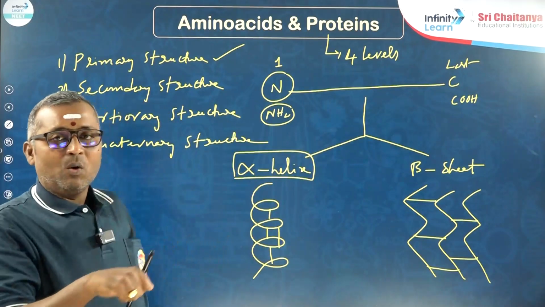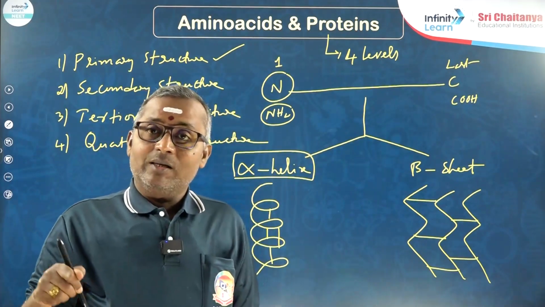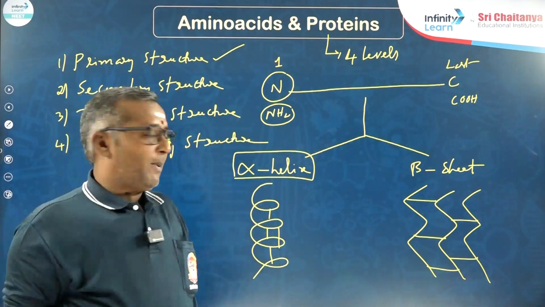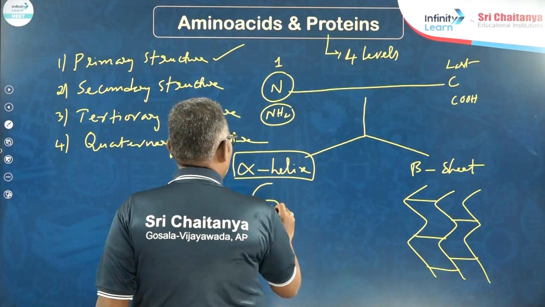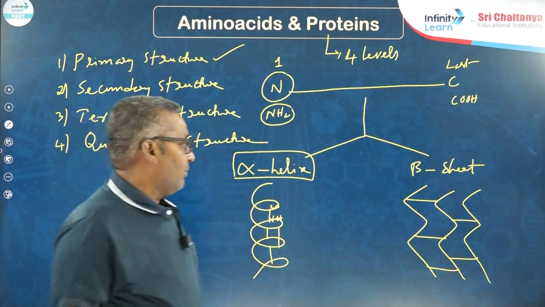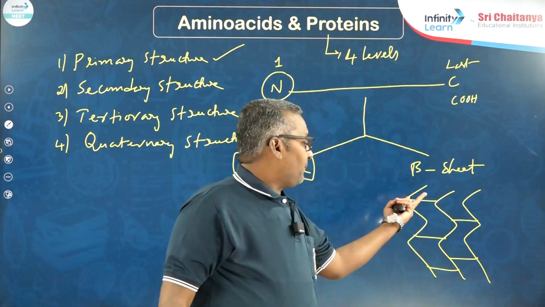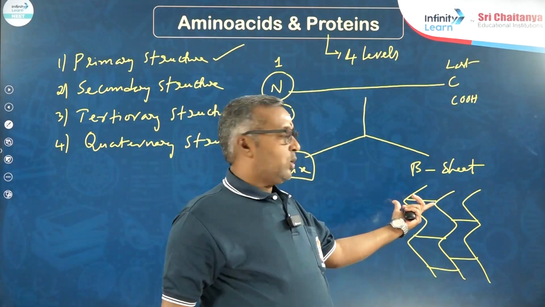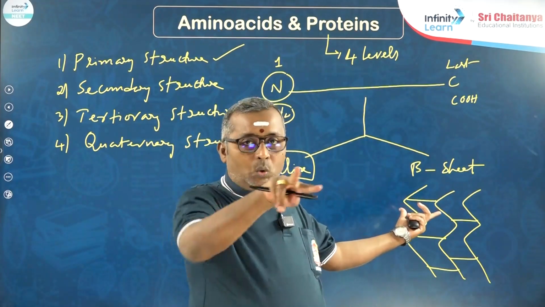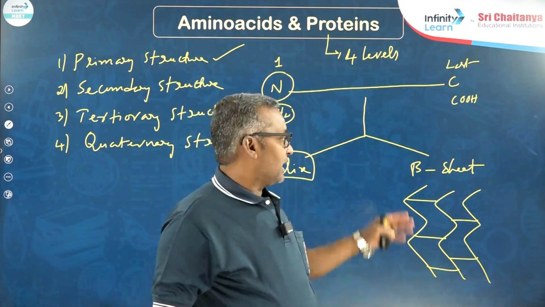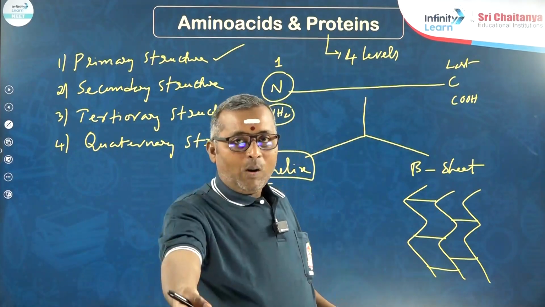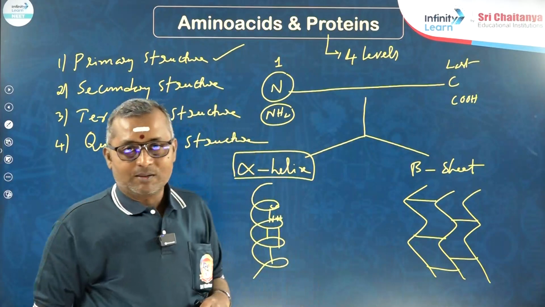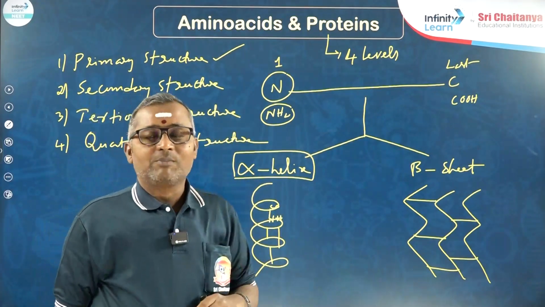So in the alpha helix, what kind of hydrogen bonds are present? It is intrapeptide hydrogen bonds, between CO and NH groups. Whereas in beta sheet, interpeptide hydrogen bonds are present. Interpeptide hydrogen bonds means hydrogen bonds are formed between two peptide chains, because beta sheet itself is made with more than one peptide chain, like 2 or 3 or 4, sometimes many peptide chains will be present. So that is the main difference between alpha helix and beta sheet.